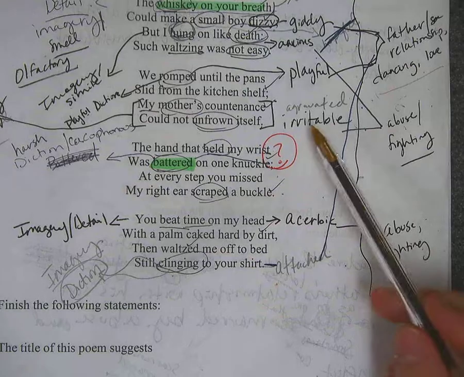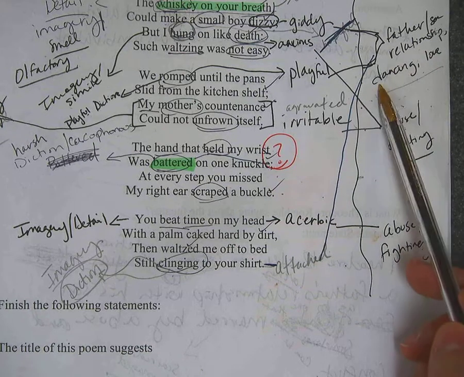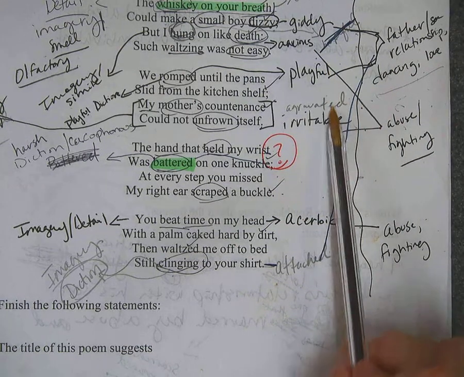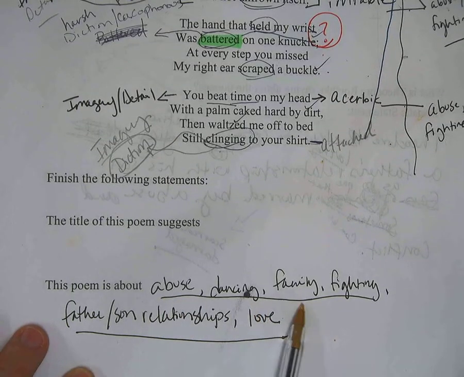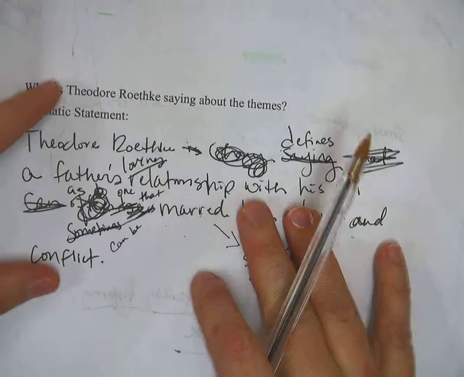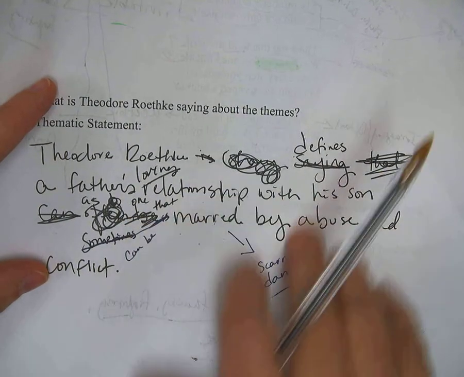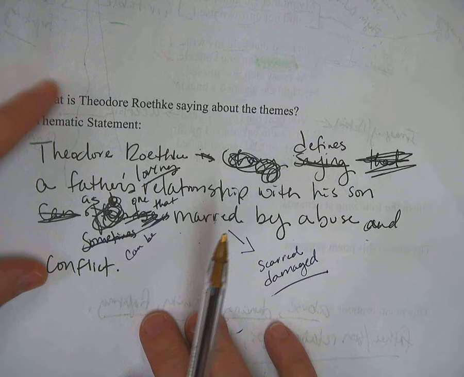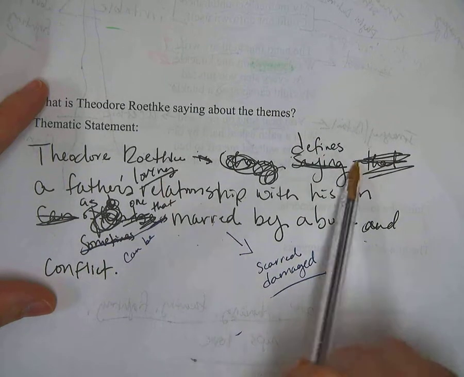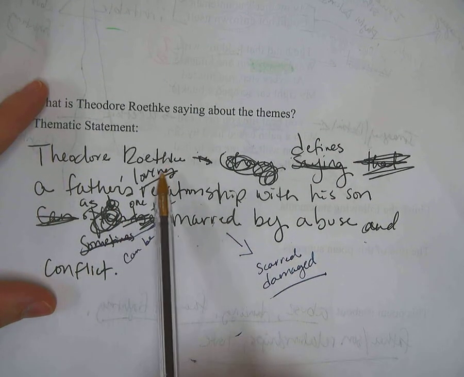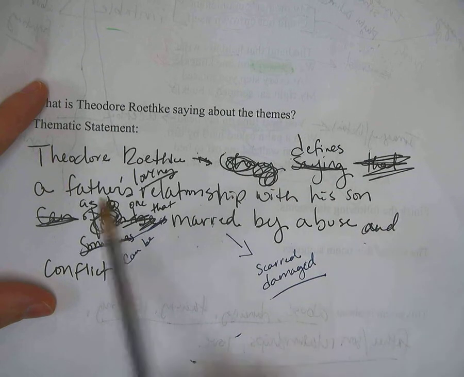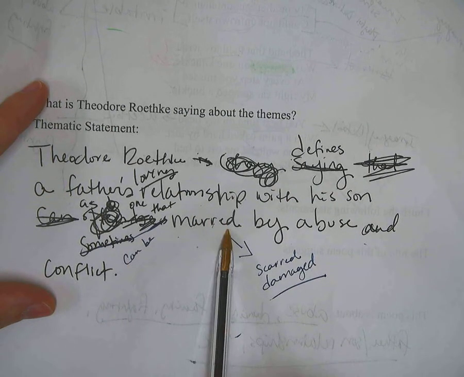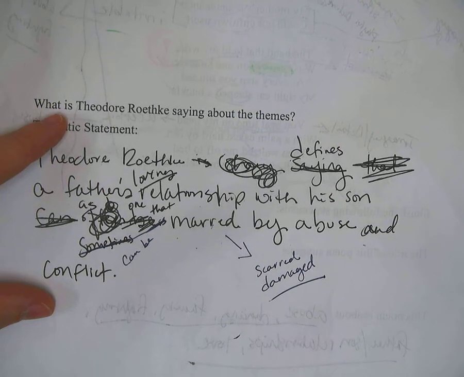So then I look at my tone words, and I look at my theme, and I say, based on these tones, what do I think the author is saying about abuse, dancing, family, fighting, father-son relationships, all of those elements? And I come up with kind of a thematic statement. Obviously, this has been revised a couple of times. Theodore Roethke defines a father's loving relationship with his son as one that can be marred by abuse and conflict.